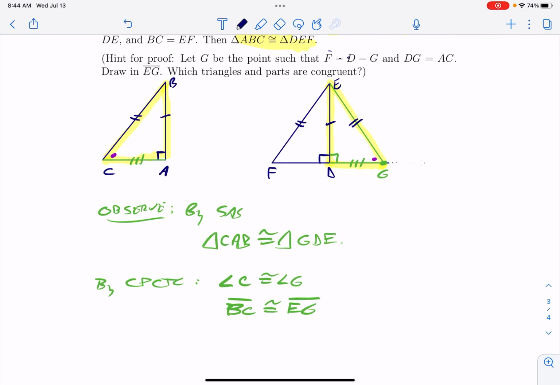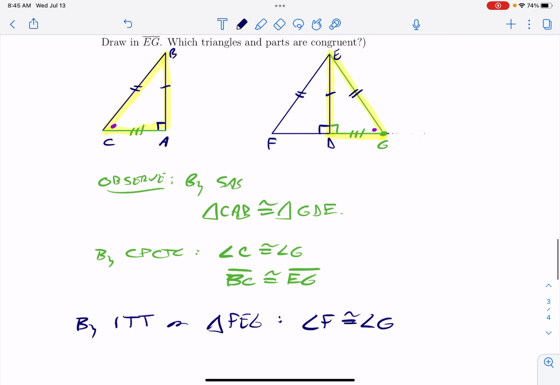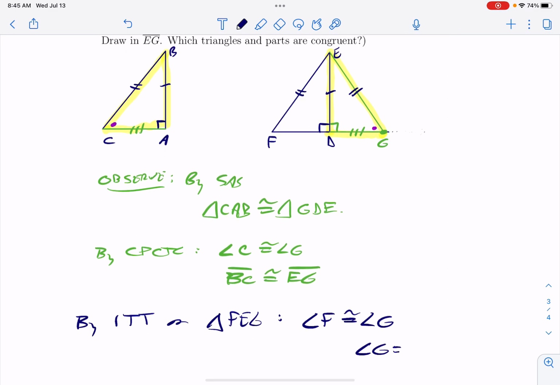Now let's notice that this big triangle here, triangle EFG, is isosceles, which means the base angles are congruent. So by the isosceles triangle theorem on triangle FEG, we know that angle F is congruent to angle G, but we already knew that angle G was congruent to angle C. So these angles are congruent, and now these angles are congruent.